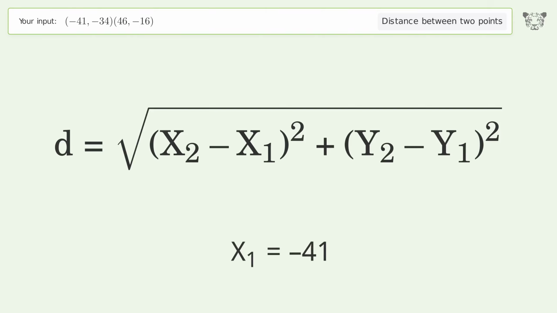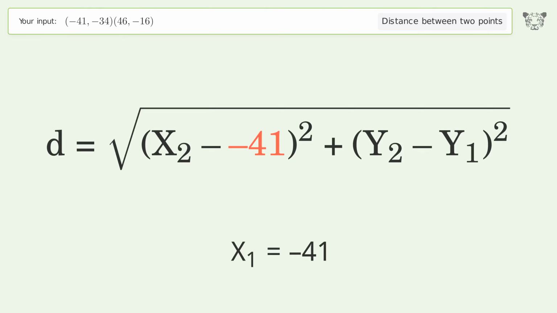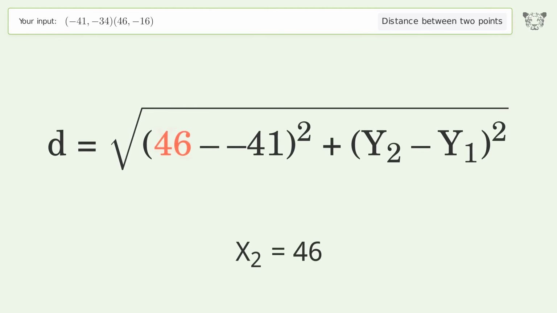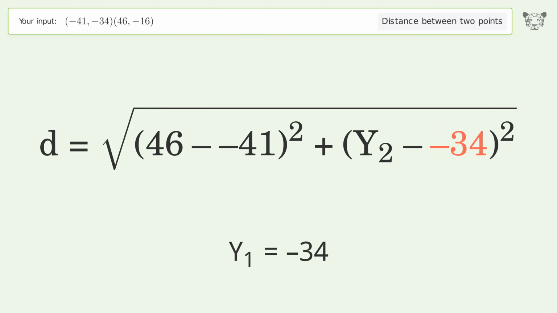x1 equals -41. x2 equals 46. y1 equals -34. y2 equals -16.